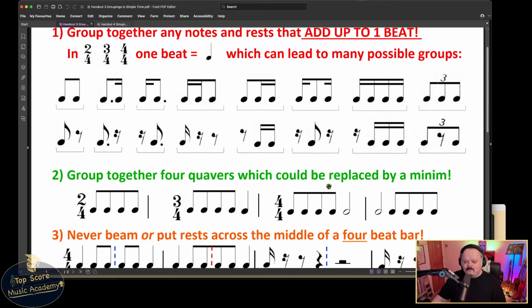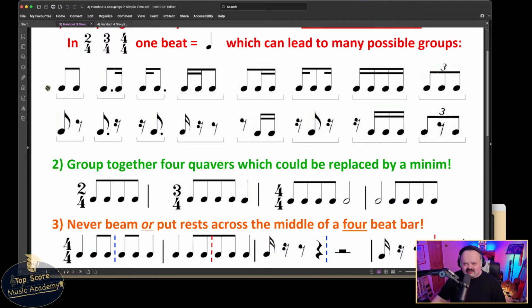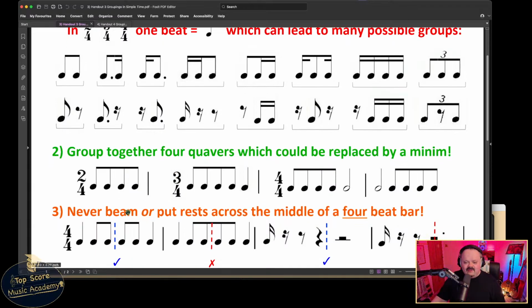So being able to sight read those rhythms and get them instantly without having to think about it is really important. There are little side rules or sub rules to all this. Anything that could have been replaced by a minim, you can group them even further. So 2 quavers can be grouped together like this. So that's an extra little thing for quavers. You can have 4 of them all together.